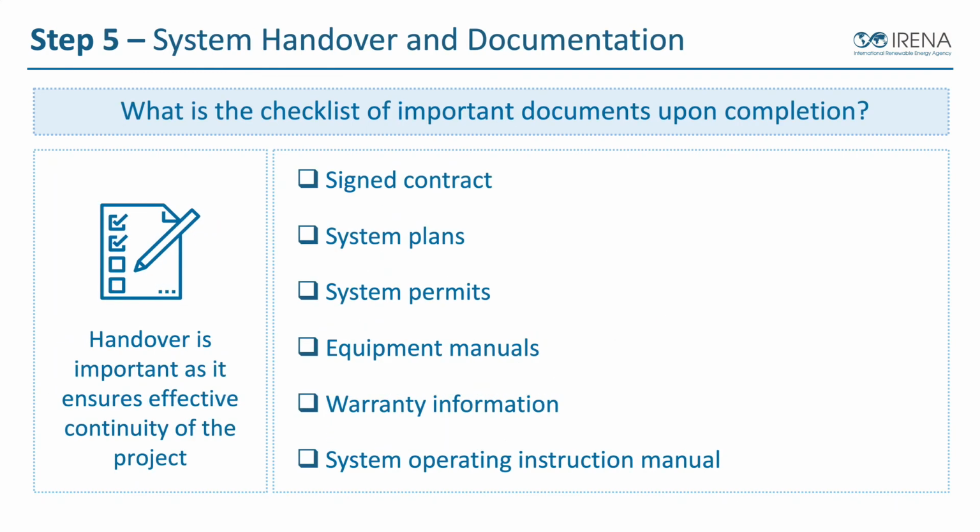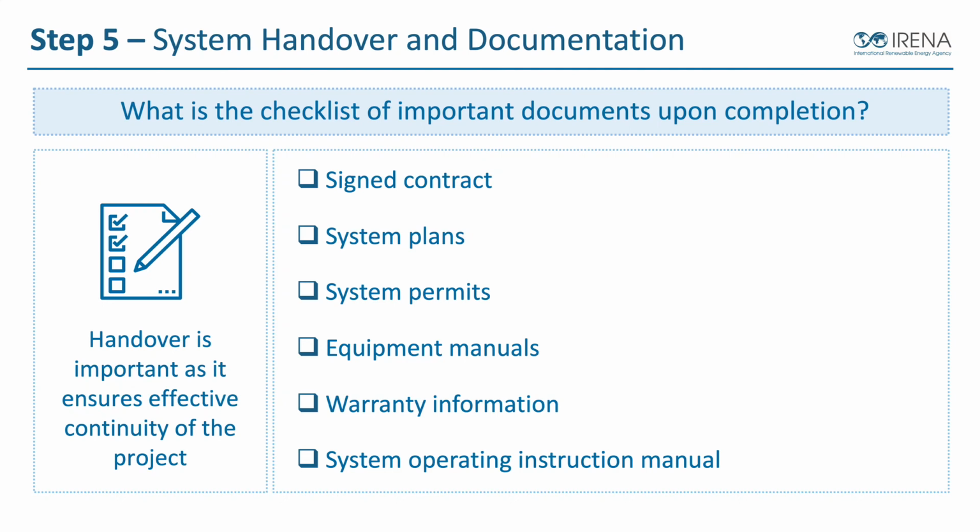So when we move into the system handover documentation, we've compared our bids, we've chosen a contractor, we've moved forward with it. So what are the other sorts of things that we need from a documents process? So here's a basic checklist.